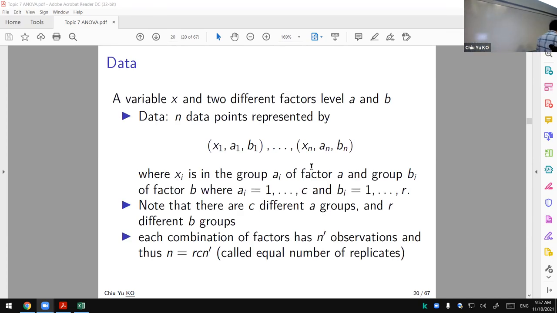So two-way ANOVA is a very similar idea, but the data now has two groups.